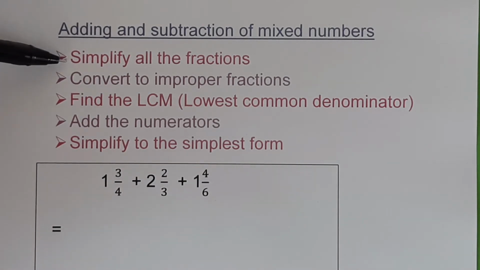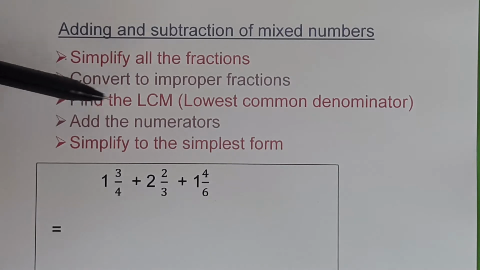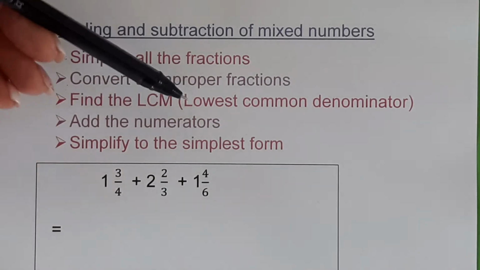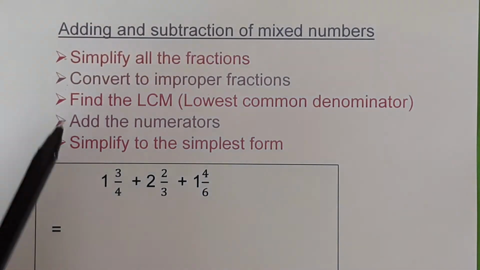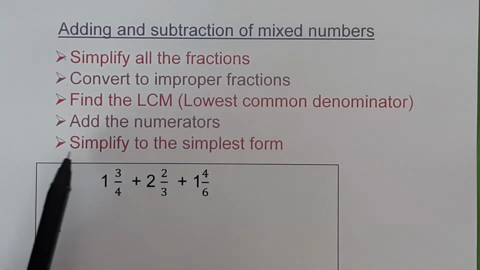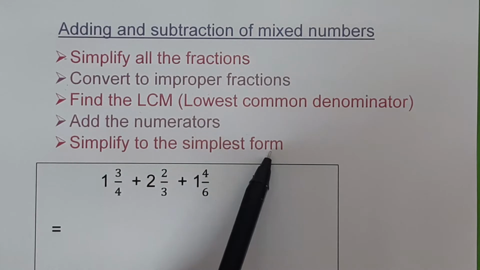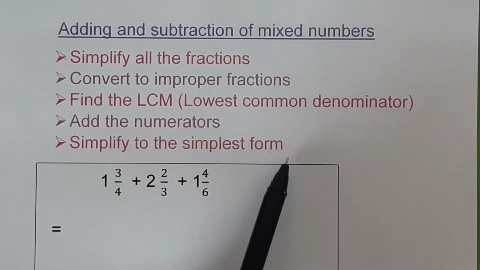Simplify all the fractions. Convert to improper fractions. Find the lowest common multiple. In this instance, it will be the lowest common denominator. Add the numerators. Simplify to the simplest form. You lose a mark if you don't simplify.